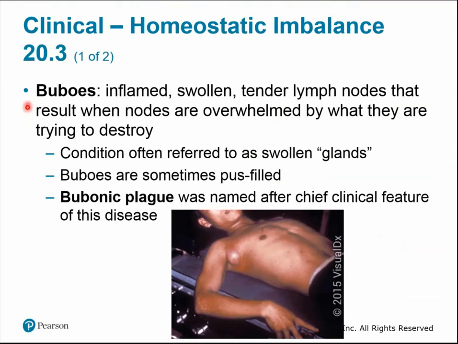So one type of imbalance we could see with lymph nodes would be what are called buboes. So this would be just inflamed, swollen, and tender lymph nodes, generally when the lymph nodes become overwhelmed by whatever they're trying to destroy. Sometimes it's referred to as simply swollen glands. If you get sick, you can feel your lymph nodes are a little swollen and tender around your neck. Sometimes they can also become pus-filled.